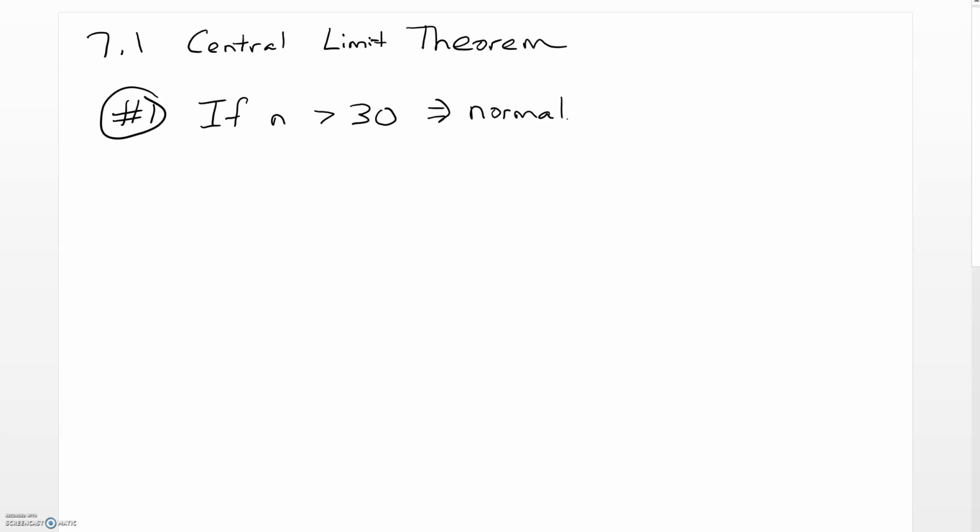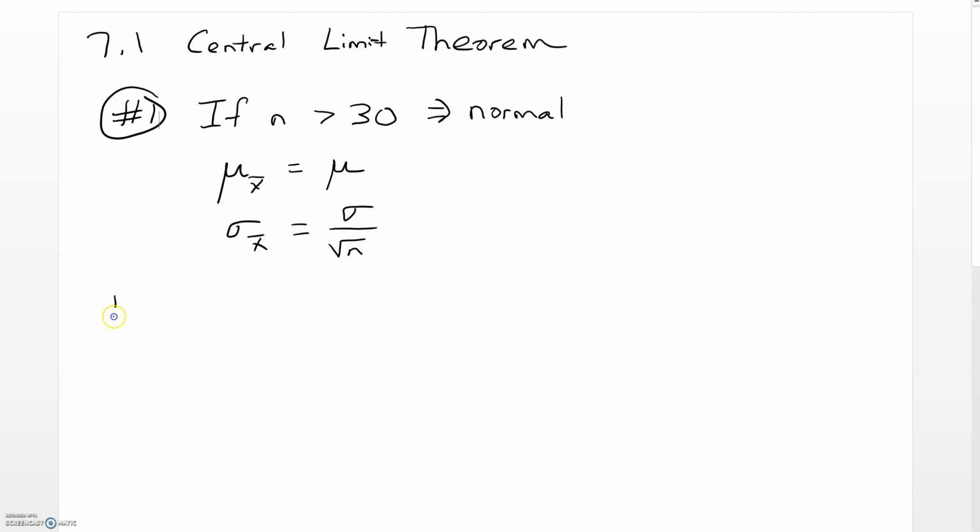If that is the case, then the mean will be the mean. We write it this way. The mean of our sample will just be equal to the mean that we're given in our question. However, the standard deviation is going to change. So the standard deviation of our sample is not going to be the standard deviation given to us in the question. It's going to be the standard deviation divided by the square root of n.